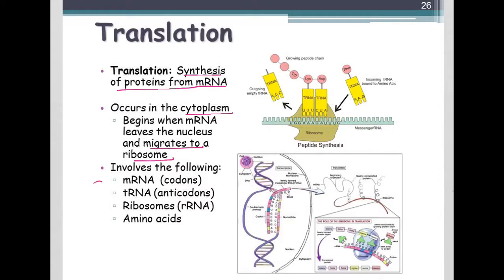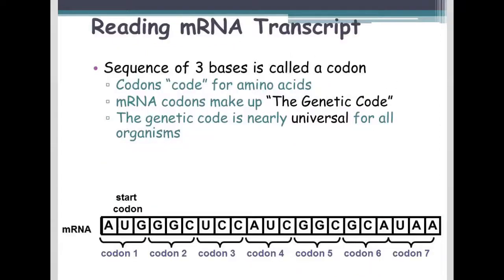And here are sort of the big players in translation. We have mRNA, tRNA, ribosomes, which include rRNA. So all three of our RNAs are involved in translation. And then, of course, amino acids, the monomers for proteins.